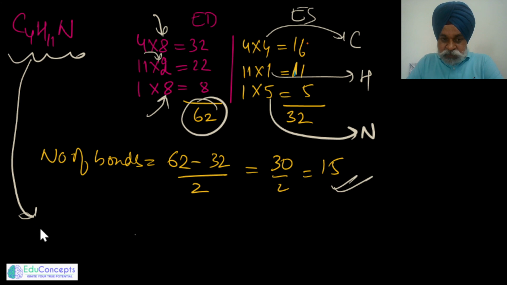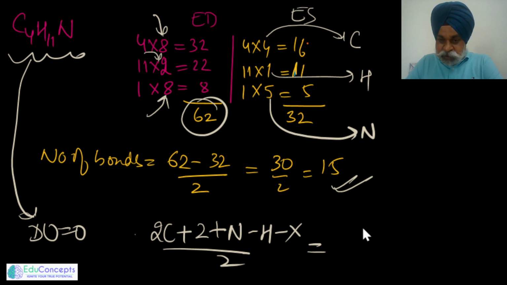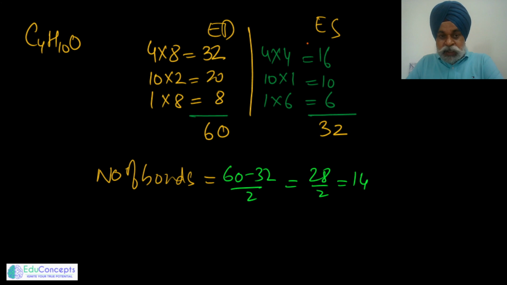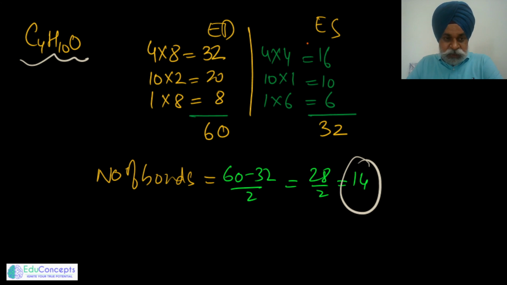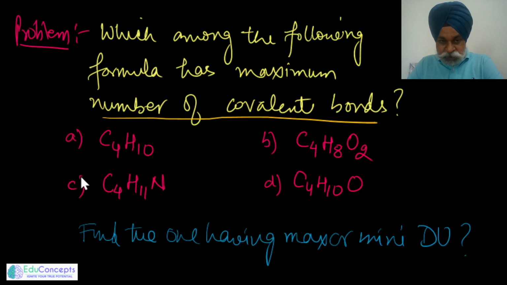Again, if you find its DU, it comes out to be 0. 2C plus 2 plus N minus hydrogen minus X is the formula. So here you are able to see that there are 4 carbon atoms, 4 into 2 plus 2, nitrogen atoms are 1 and hydrogen atoms are 11. If you calculate it out, this comes out to be 0. So there is no pi bond here. So this is again a very interesting question. And similarly, if you do the calculations again yourself, this comes out to be 14. So for this it is 14, for this the C would be the right answer, because it is having the maximum number of covalent bonds. So the answer to this question would be 15.